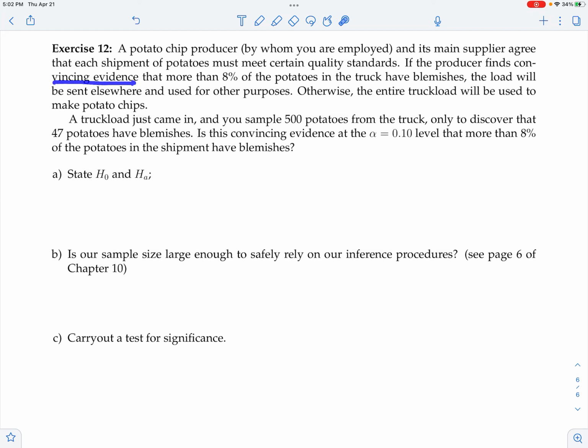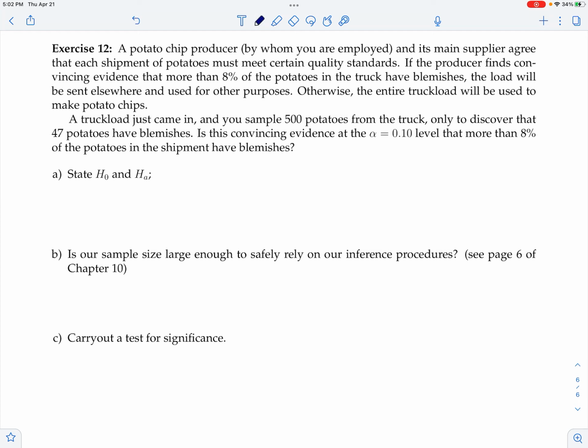So just because our sample proportion p hat might be above 8%, that doesn't mean that the entire truckload is above 8%. So that's what we're going to do. We'll take a sample of the potatoes in the truck, way too many to actually check every potato. And we want to know, is it statistically significant or not? And so here we go.